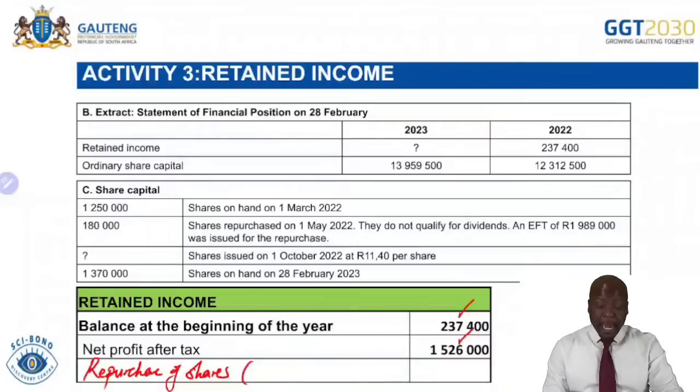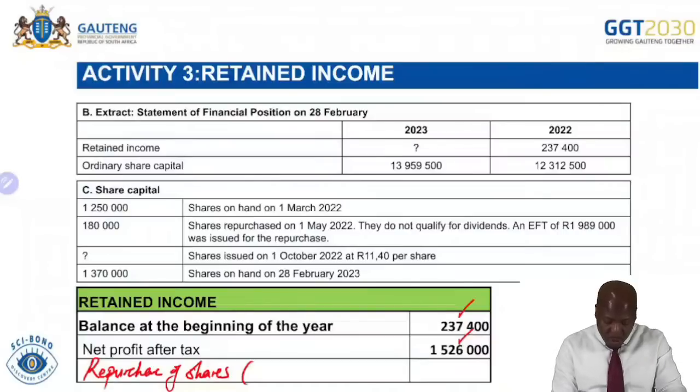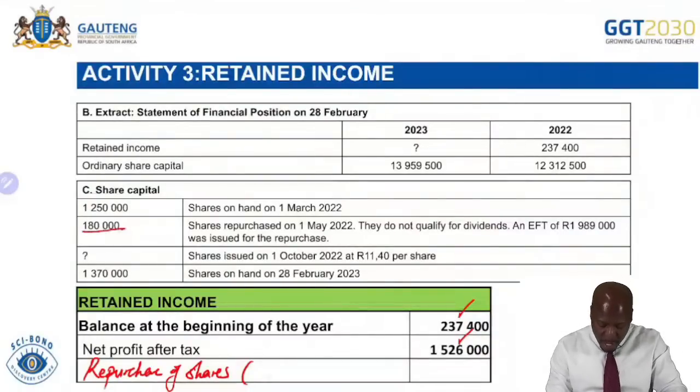Immediately I must open my bracket because I want my teacher to see what I am doing. Calculations are very important. How many shares did we repurchase? You see here we have repurchased 180,000 shares. So I'll come here and I'll say 180,000 shares. But how much do I then bring here?